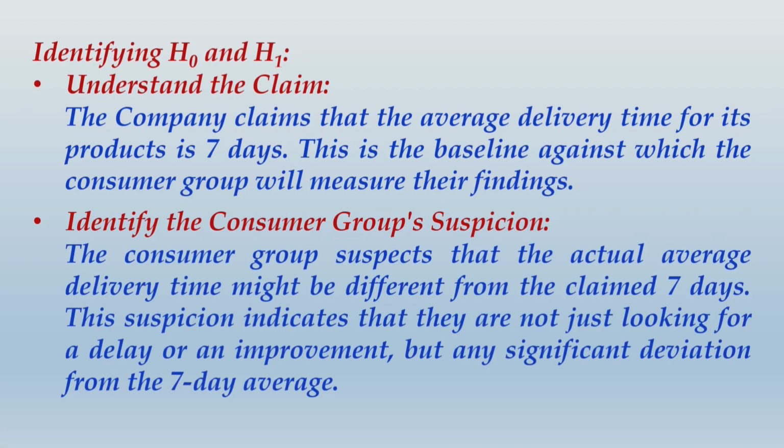The consumer group suspects that the actual average delivery time might be different from, note these words, might be different from the claimed 7 days. That means whether on the lower side or the higher side, both ways it may differ. This suspicion indicates that they are not just looking for a delay or an improvement, but any significant deviation from the 7-day average. So please write up this initial explanation and then I will take you ahead.